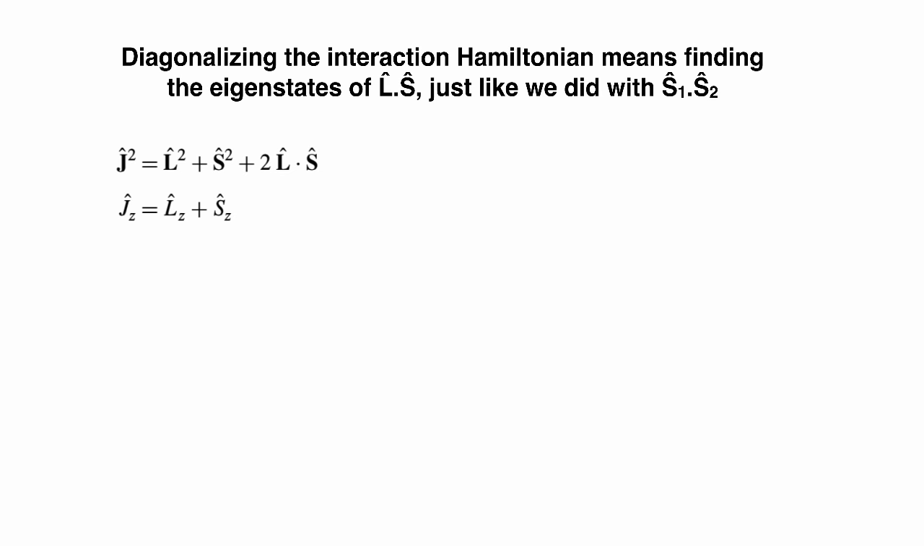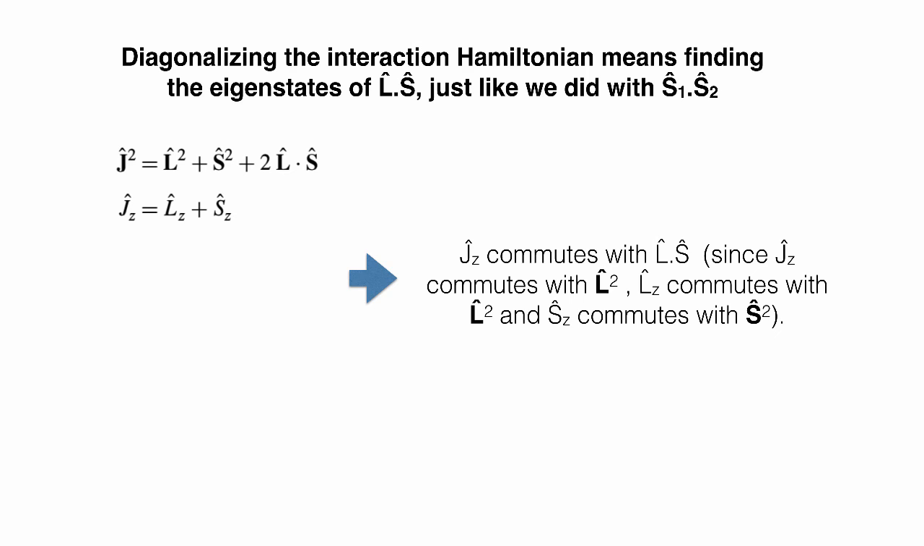Now we remember that J square can be written as L square plus S square plus 2 L dot S. Remember, J is equal to L plus S. Here, we don't have to worry about L dot S being different from S dot L, since L and S commute. And Jz is Lz plus Sz. So this is the projection on Z. So we know that Jz has to commute with L dot S.